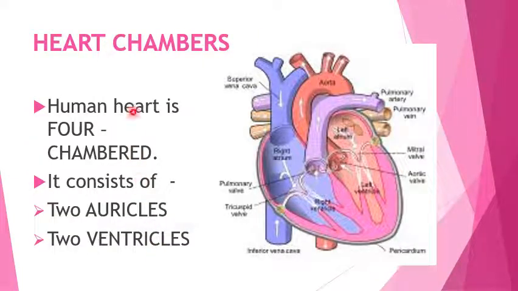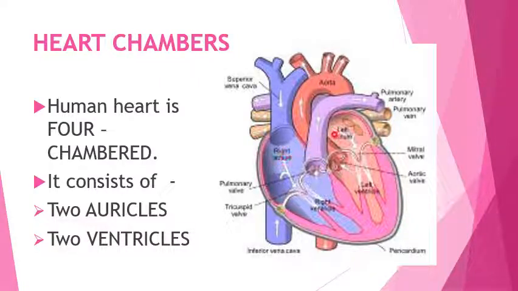So, heart chambers. The human heart is four-chambered. It consists of two auricles and two ventricles. So let's see this figure. We have the right auricle and right ventricle. This blue color indicates that on the right side of our heart we have deoxygenated blood, whereas on the left side, that is the left auricle and the left ventricle, it is red in color, meaning that it is oxygenated blood.